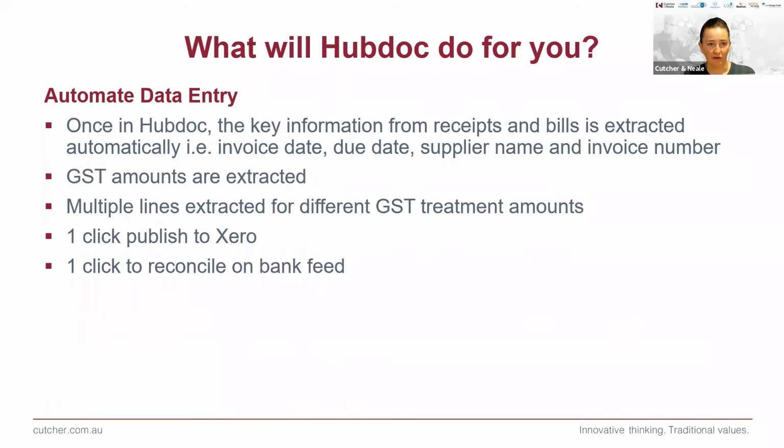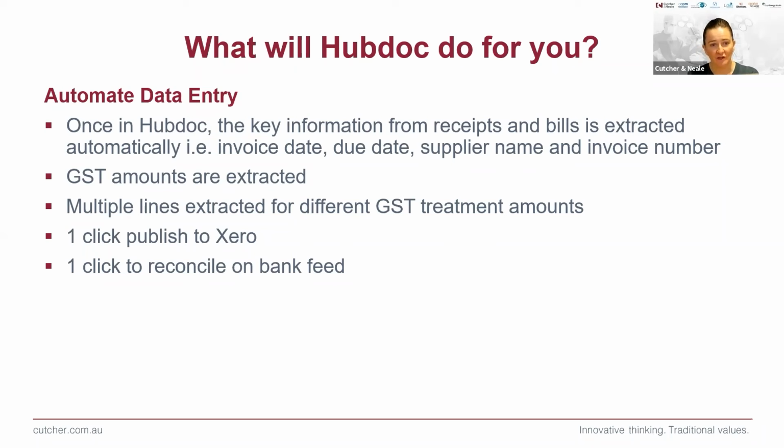So what will it do for you? HubDoc is going to automate your data entry. Once you're in HubDoc, the key information from receipts and bills is extracted automatically: your invoice date, due date, supplier name, invoice number. Very similar to what we showed in the demo before. The difference for HubDoc is the GST amounts are extracted. That's really important. It reads and knows how much GST is on a particular bill.